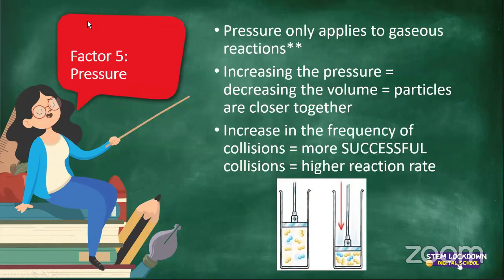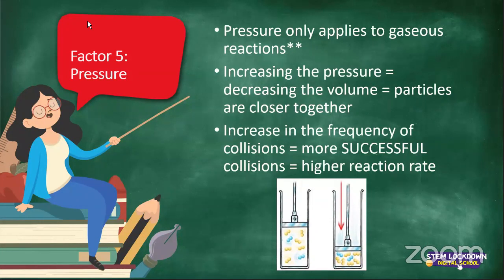Then the fifth factor, and this one is sometimes the most difficult one to interpret because you kind of have to think backwards, but yeah, is pressure. And one important thing to remember is that pressure only applies to gaseous reactions. So you can only apply pressure to something when it's a gas. When it's a liquid as well, but we generally only look at gases. So if you really don't know in a test or an exam what they're talking about, please only choose pressure when you're working with gases.